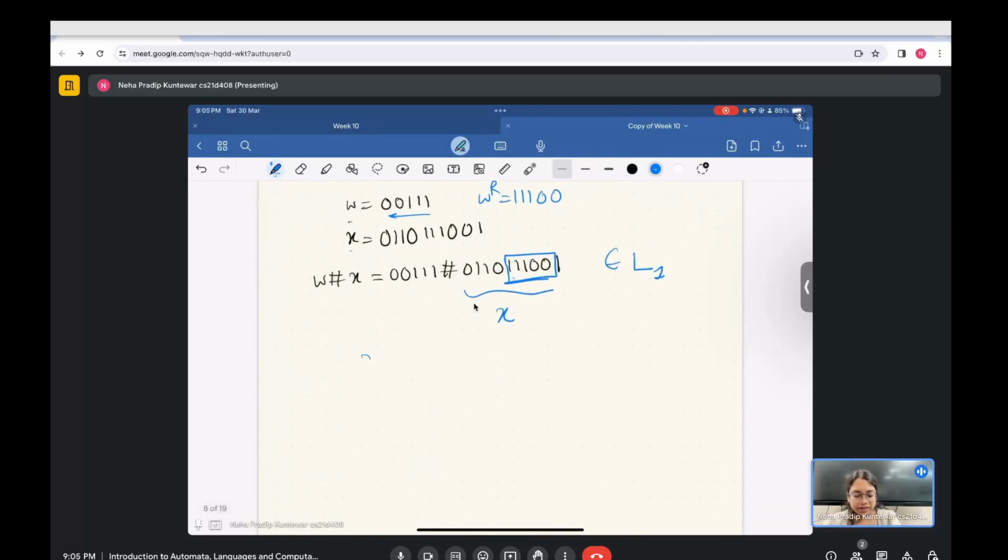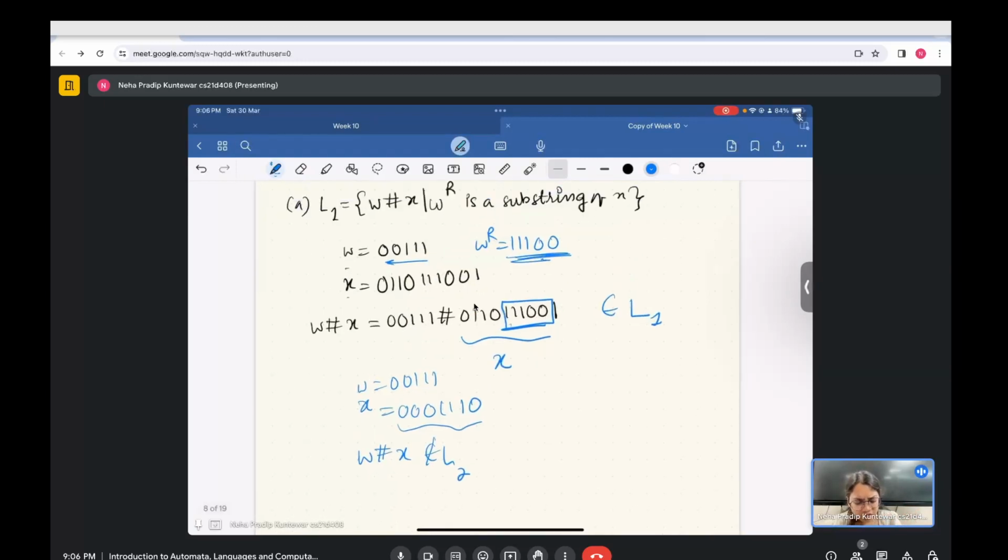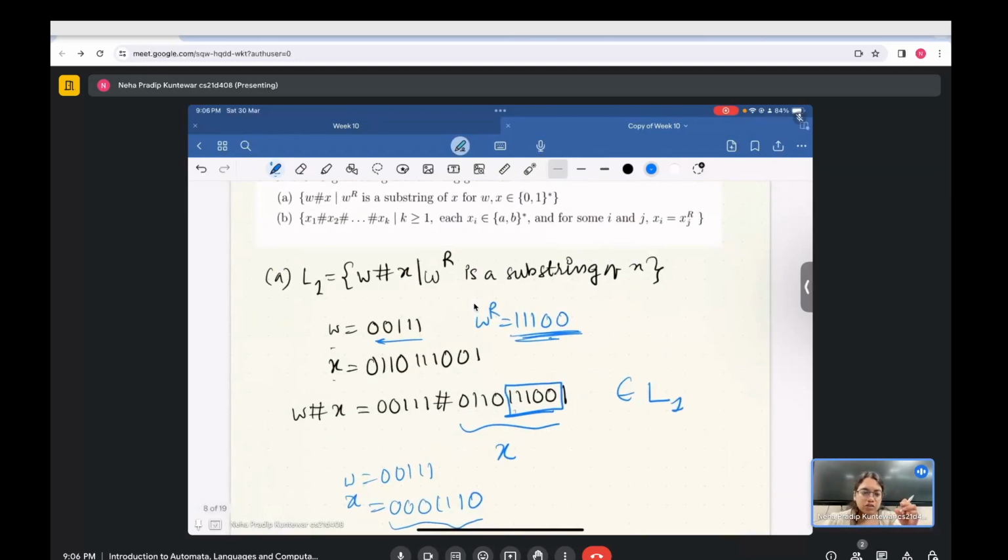But if I modify X, so W is the same, W is 00111, but if I say X is 00011110, then W sharp X is not in the language of L1, because no matter what substring you look at, the reversal 11100 is not a substring of X. So this thing would not be in the language. Basically we are saying that you look at the first part W, look at its reversal. Is the reversal present in the second part, somewhere in between? That is the question.